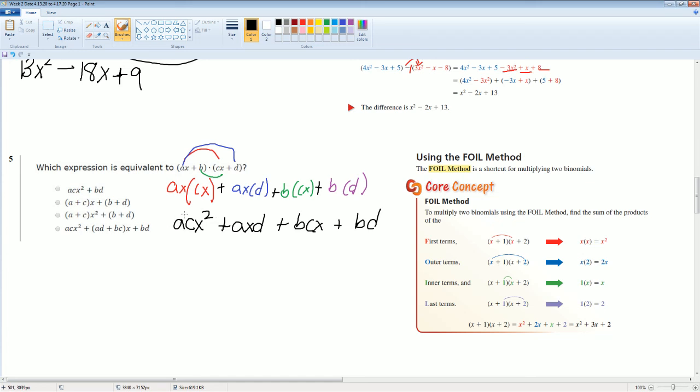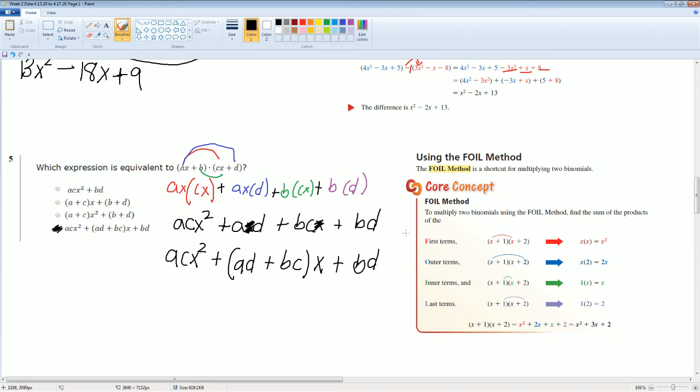Okay. Nothing happens here. There are no like terms here. So you can just write this as acx squared. Then axd and bcx have the letter x as the like term. So if you pull out an x here, it becomes ad, and if you pull out an x here, it becomes plus bc. Just making sure that you have the x right here. You're just distributing it out. Plus, in the end, bd. Okay, this should look exactly like this.